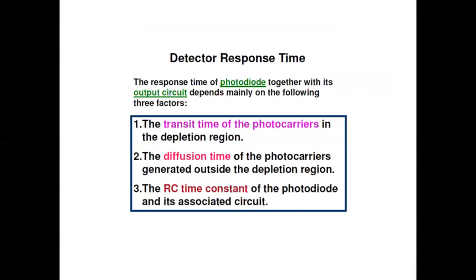Now, you need to have an idea about the detector response time. The response time for a photodetector together with its output circuit depends mainly on the following three factors: the transit time of the photocarriers in the depletion region, the diffusion time of the photocarriers generated outside the depletion region, and the RC time constant of the photodetector and its associated circuits.